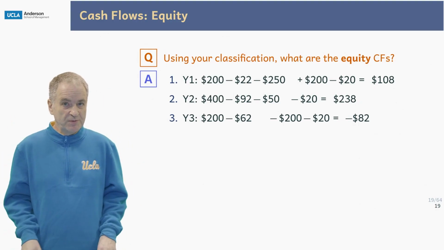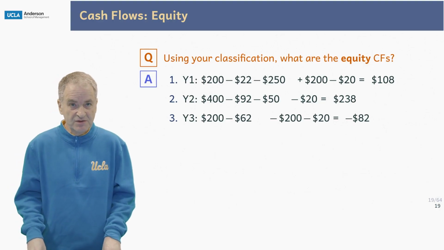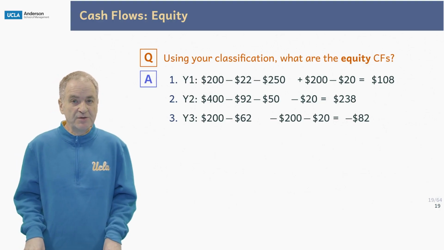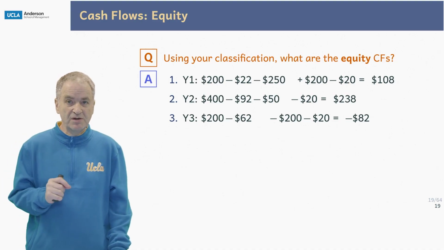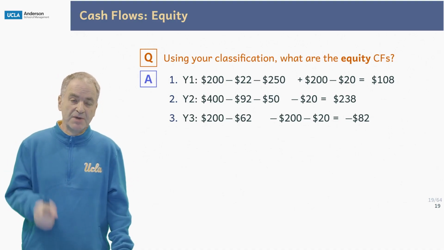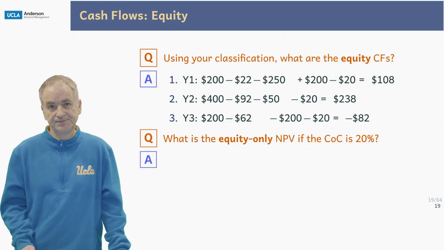In year 2, we basically just pay $20 in interest. And in year 3, we have to repay the principal and the interest. So my new cash flows are going to be $108, $238, and minus $82.